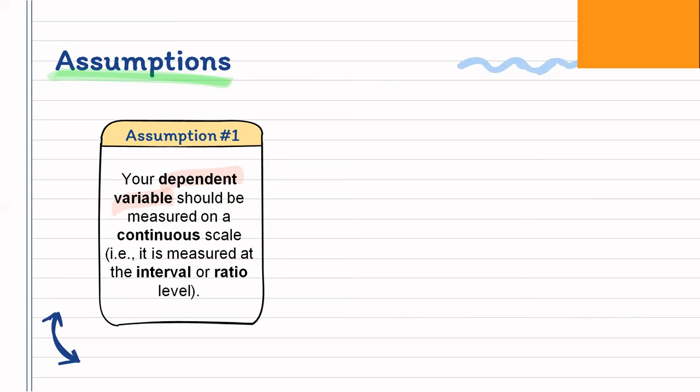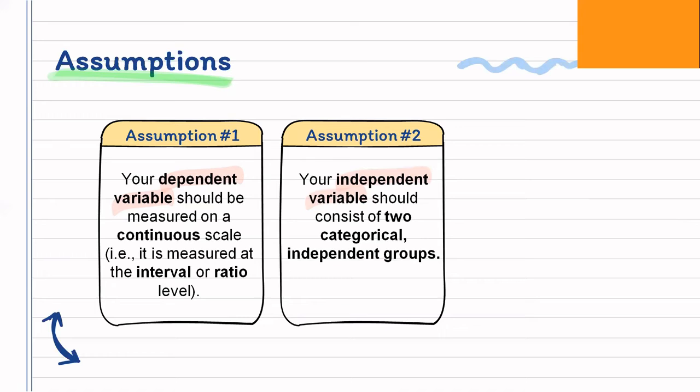Assumption 2, your independent variable should consist of 2 categorical independent groups. Examples of independent variables that meet this criterion include gender, which has 2 groups, female and male, employment status, 2 groups also, employed or unemployed, and smoker, 2 groups, smoker or non-smoker, and so forth.